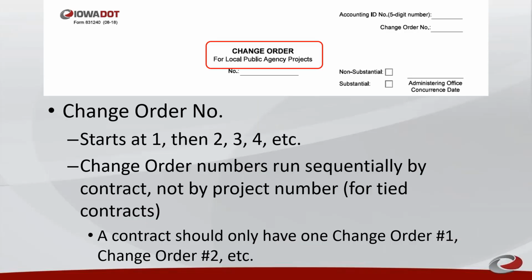Change order number should be placed here. The number should start with 1 and run sequentially throughout the contract. If there is more than one project number with a tied project, there will only be one change order number 1, then change order number 2, etc.